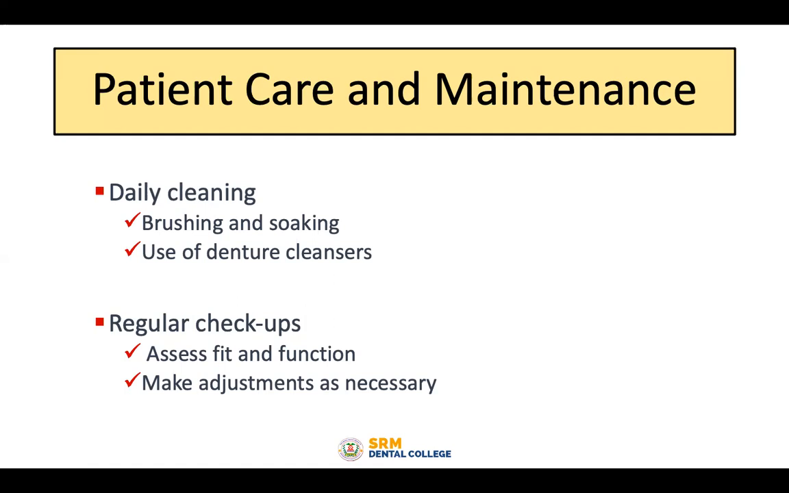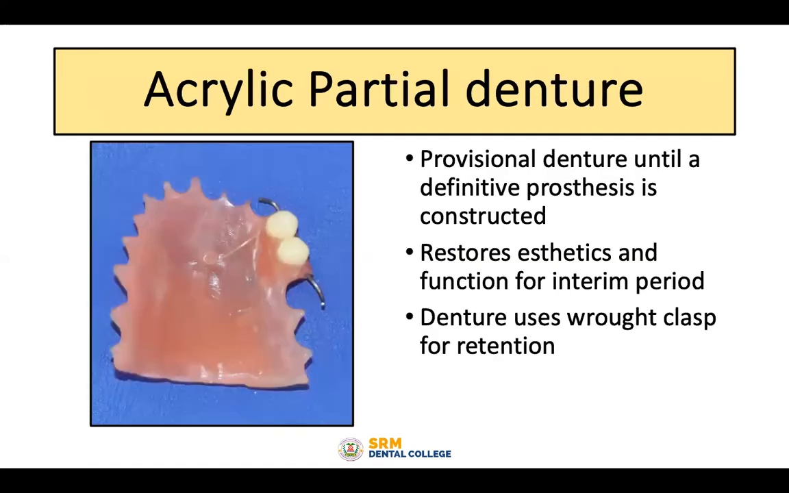The acrylic partial denture has a lot of variations compared to your cast partial dentures. It's a provisional denture. It's not a definitive prosthesis, but people have been using it as a long-term provisional prosthesis. It restores all the aesthetics and function that is required. The denture uses a rod clasp, which is the major limitation because the rod clasp doesn't have an occlusal rest, whereas the rest is seen in the definitive prostheses.